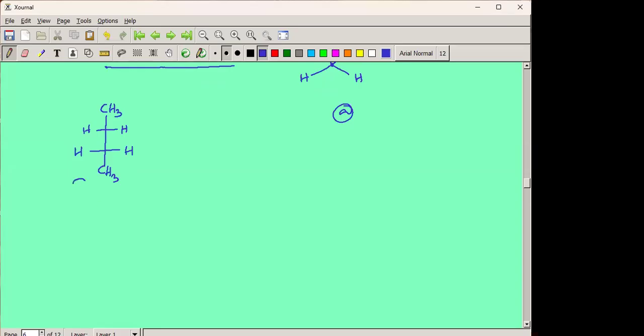So now I am going to visualize the molecule from this direction. So this is our front carbon atom. This is our rear carbon atom.